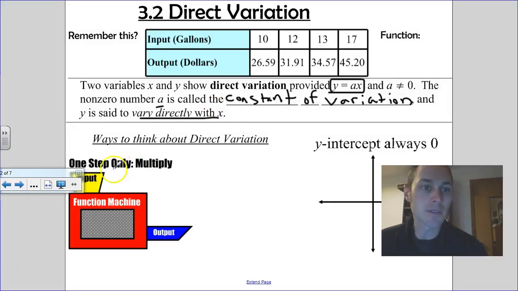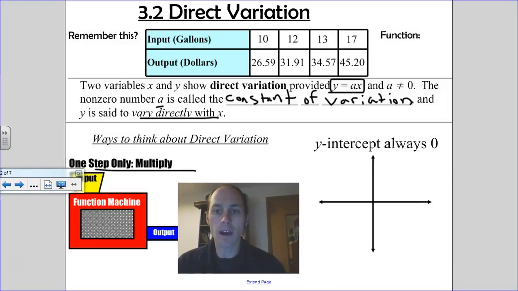So one way to think about it is there's only one step in the function machine. We're only multiplying. Another way to think about it is it's proportional, or that the y-intercept is always 0. Our graph is always going to cut through the origin because we're multiplying by a certain amount, and multiplying anything times 0 is 0, so we'll always have (0, 0) as one of those points.